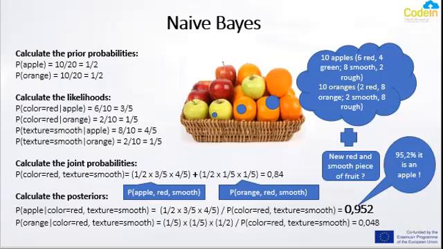After considering the new information, the posteriors are the final probabilities of the fruit being an apple or an orange. The posterior probability of being a red and smooth apple is 0.952. The posterior probability of being a red and smooth orange is 0.048. Therefore, the new piece of fruit is likely an apple, with a probability of 0.952 or 95.2%.